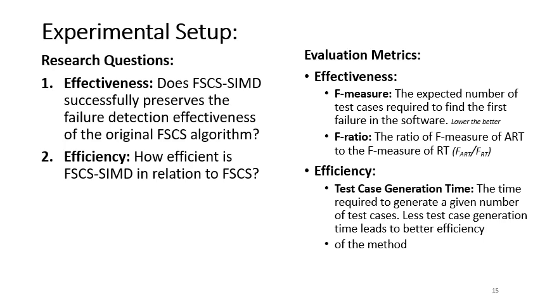To evaluate the effectiveness, we use the F-measure, which is the expected number of test cases required to find the first failure in a software; lower is better. F ratio is the ratio of the F-measure of ART to the F-measure of RT. Basically, this shows how much better the effectiveness of ART is than the effectiveness of random testing. Efficiency is calculated using test case generation time, the time required to generate a given number of test cases. Less test case generation time leads to better efficiency of a method.